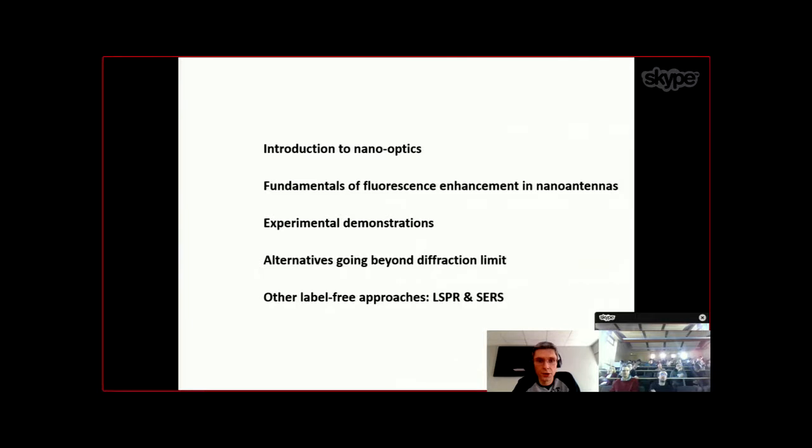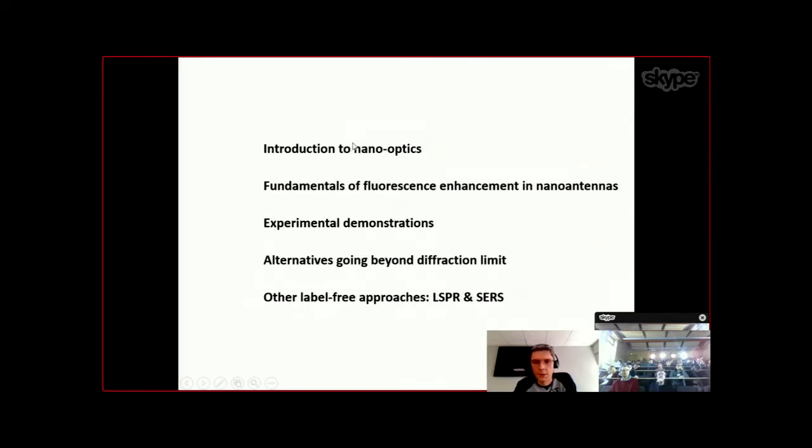Okay, that was the motivation. But now I want you to understand a bit more how it works and how you can take this idea and apply it onto your device and microscope. So I need to tell you a bit about nano-optics. There's going to be a very basic introduction.